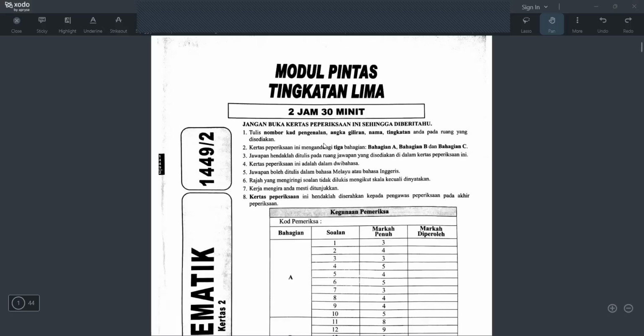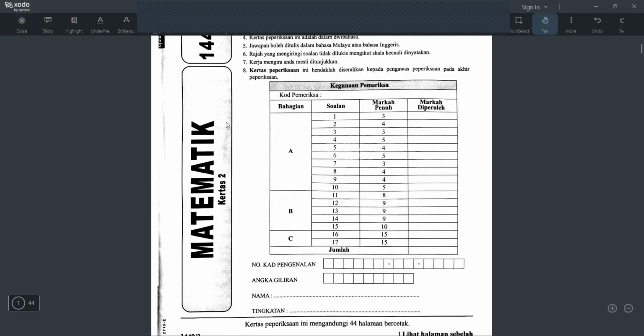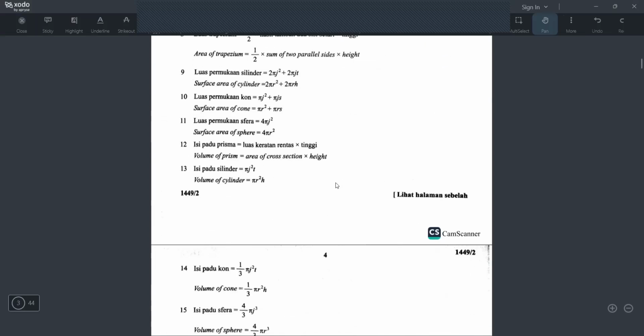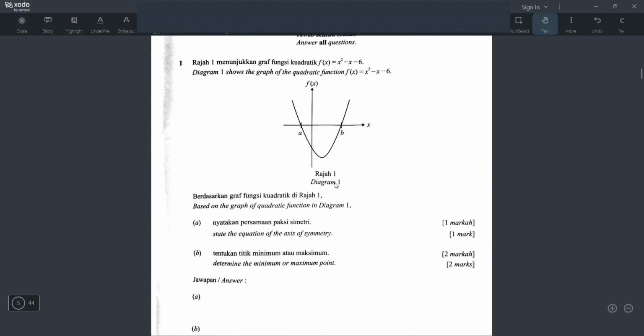Alright, so in this video I will go through the Selangor trial. This is a mathematics trial paper, Kertas 2 for Selangor trial 2023. I already did paper 1, so now I'm doing paper 2. I will go through the working for this paper with you today. Okay, let's start with number 1.